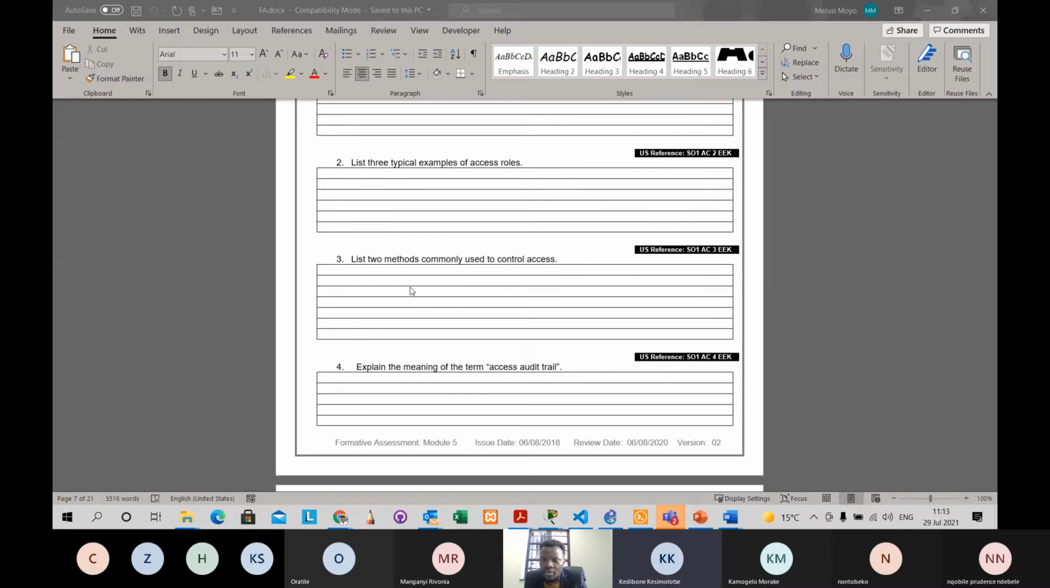Yeah, and then on number 2, we can use maybe the admin, the super user, the power user, and the users, which control access to resources or to programs that we have on your computer. So number 3, we're looking for methods. All right, let me see if I have more methods for number 3.